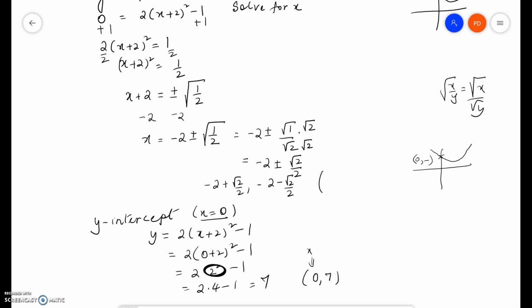The graph crosses the x-axis at negative 2 plus radical 2 over 2 comma 0, and also at negative 2 minus radical 2 over 2 comma 0.